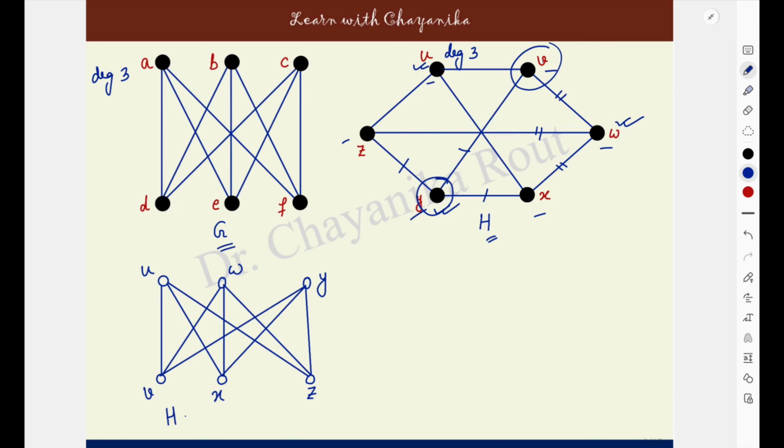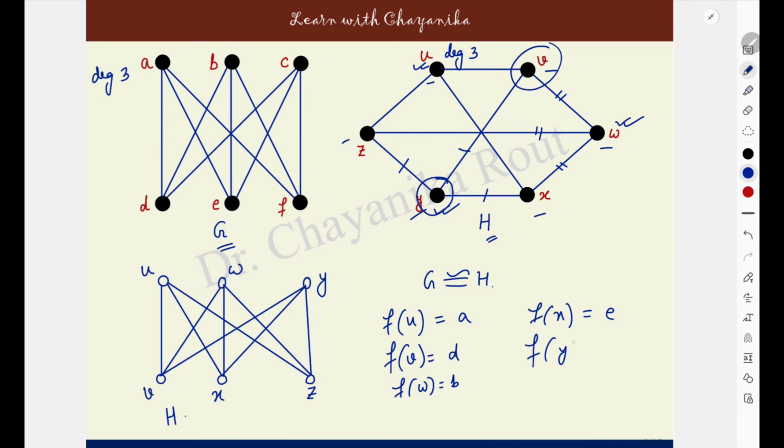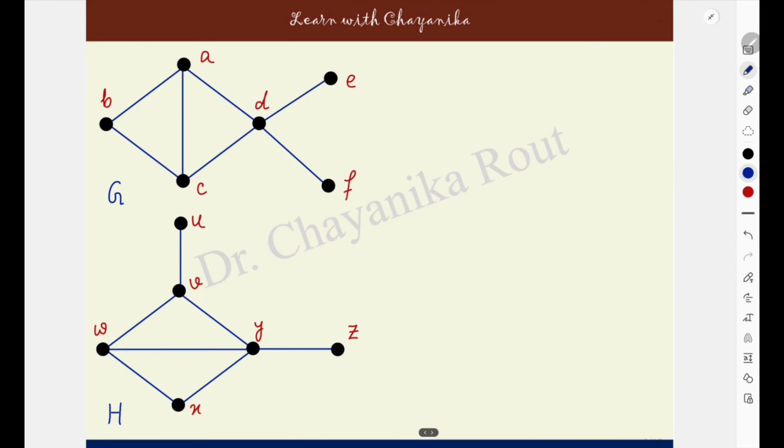So this is how we check if a graph can be redrawn in the form of the other. So here also G is isomorphic to H, and the mapping you can write easily that U is mapped into A, or you can write it the other way around also, f of A is equal to U. It's up to you. Okay, f of V is D, f of W is B, f of X is E, f of Y is C, and f of Z is F.